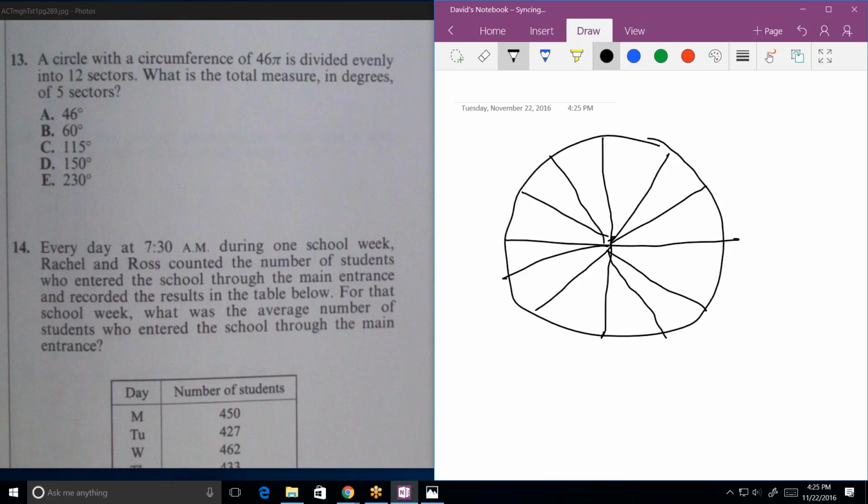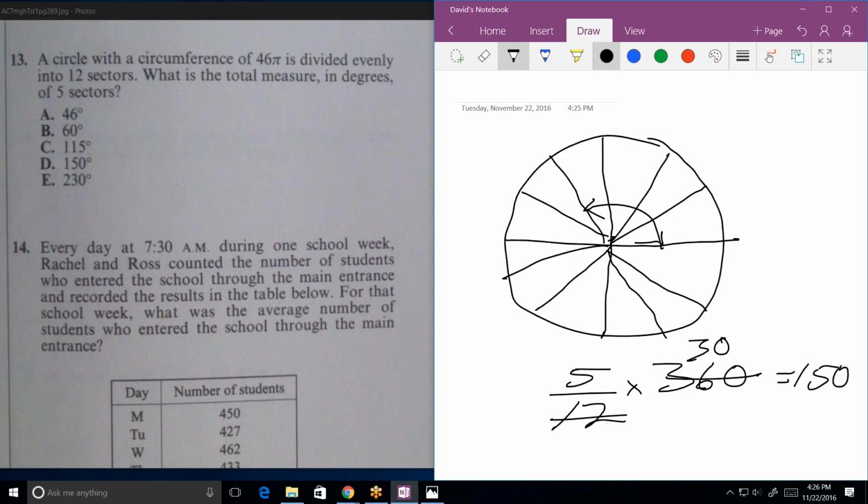It wants to know the degree measurement of 5 of those. Those 5 right there. What's the degree measurement of all 12? 360. So what's the degree measurement of 5? 46 pi is arbitrary and it doesn't mean anything. Exactly. So 360 divided by 12 would equal 30, right? And then we can just take 5 12ths times 360. And I'm going to do this like this. And then I get 5 times 30 equals 150.